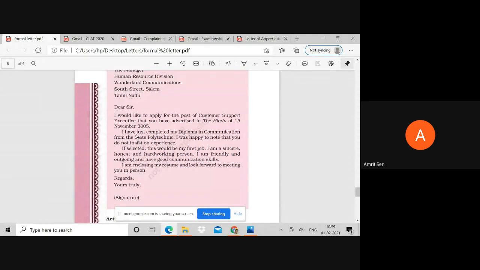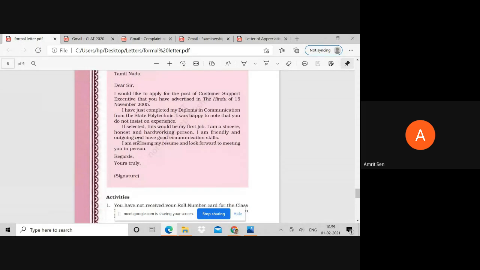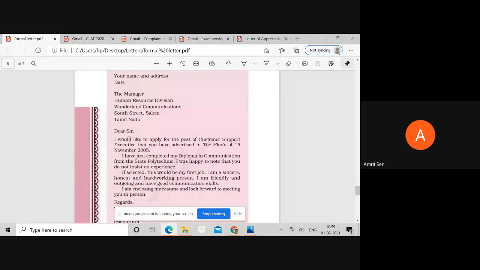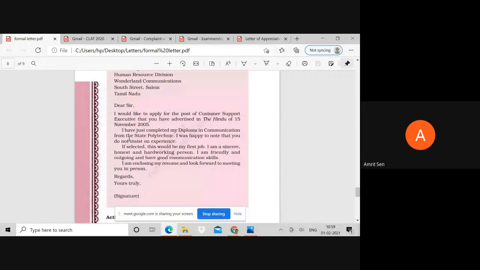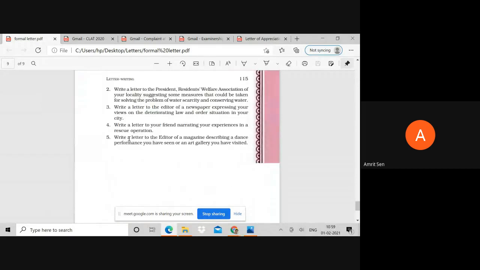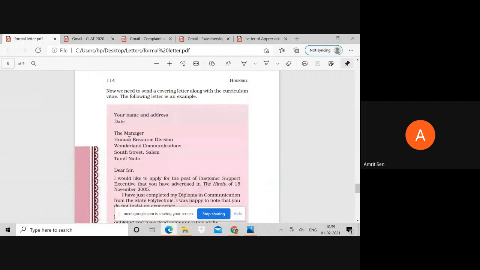If selected, this would be my first job. I am sincere, honest and hardworking. You can write this, or you can say, "If selected, if given an opportunity, I will try to live up to your expectations," right? And then say, if you are attaching, "I am enclosing my resume and look forward to meeting you." That is fine. "Regards, yours truly." You see, because this is "Dear sir," they have signed off as "yours truly," right? So this is the structure and the details of the formal letter.